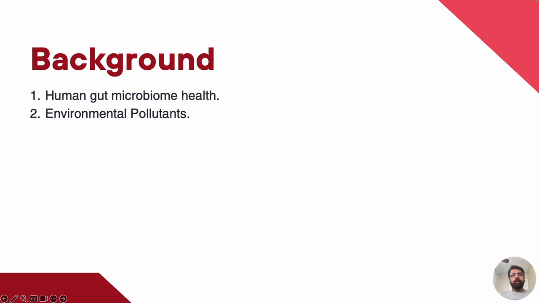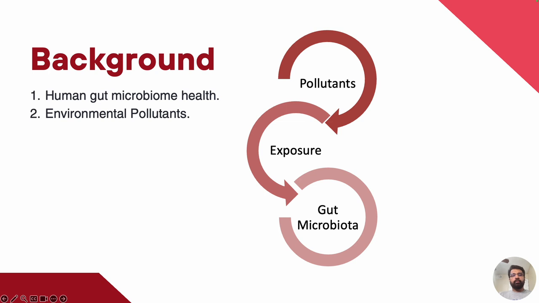So the study background is actually correlating three different factors. Pretty much two factors, and the third one is the linking factor. The first factor is human gut microbiome health, and the second factor that we are trying to study is environmental pollutants. So the pollutants, exposure, gut microbiota. This is how this entire study is designed.